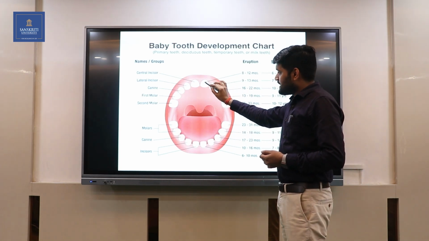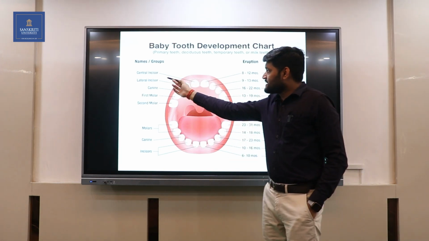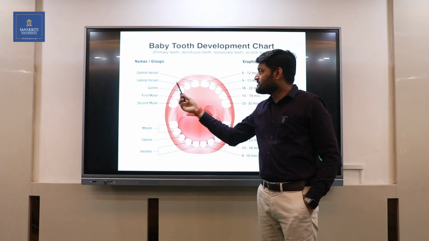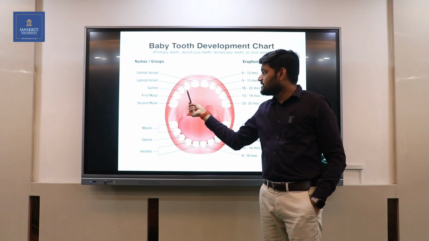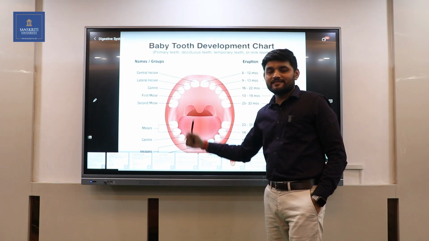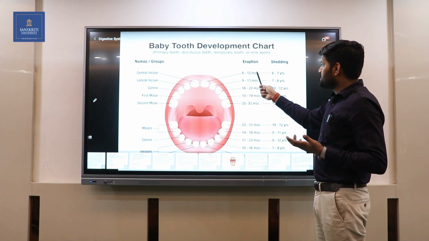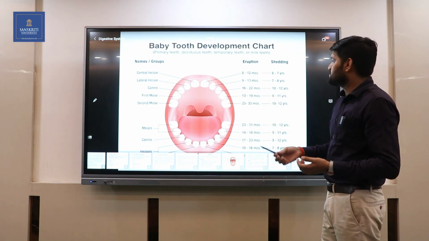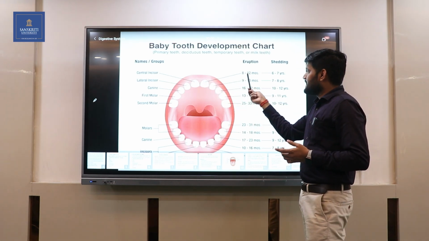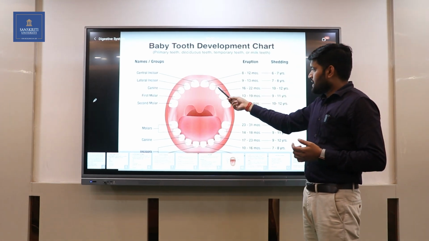So here you can see the upper jaw divided into two parts. On one side there is a central incisor. Here these are three: one is the central incisor and this is the lateral incisor. Here the canine is basically the sharp tooth. First molar, second molar. Central incisor eruption at 8 months. Eruption means the teeth coming out, and shedding means losing the teeth. So the central incisor erupts at 8 to 12 months and is shed at 6 to 7 years.